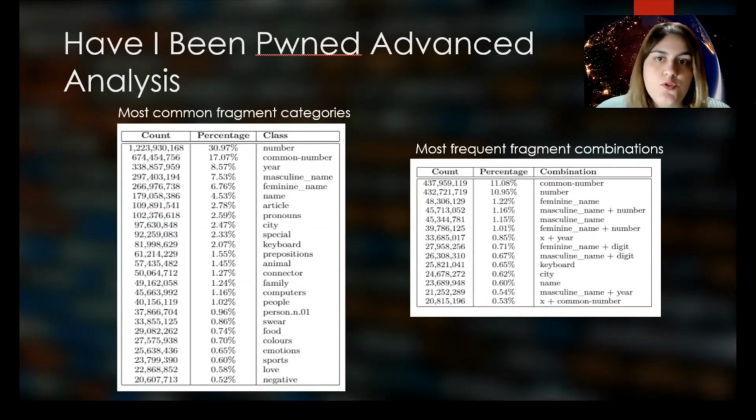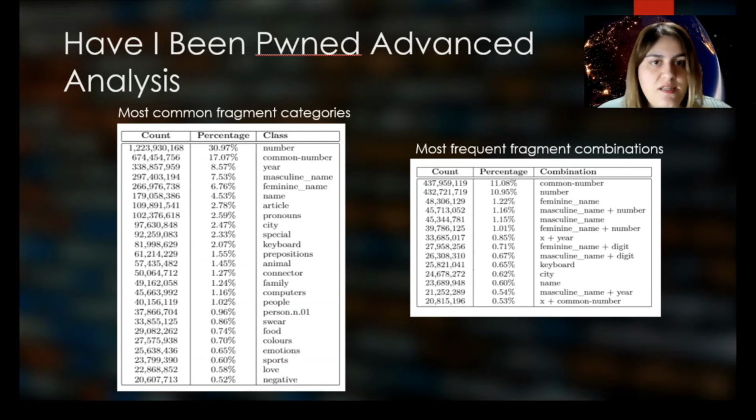Here you can see the most common fragment categories. We can see that the 3 most popular categories contain numbers, with the category common number describing numbers that are either sequences of numbers or numbers that are meaningful to us, such as 314, which is the number for pi. We can also see that other categories containing names, like masculine name and feminine name, are very popular, and also categories with cities, animals, computers, food, colors, emotions are also very popular.